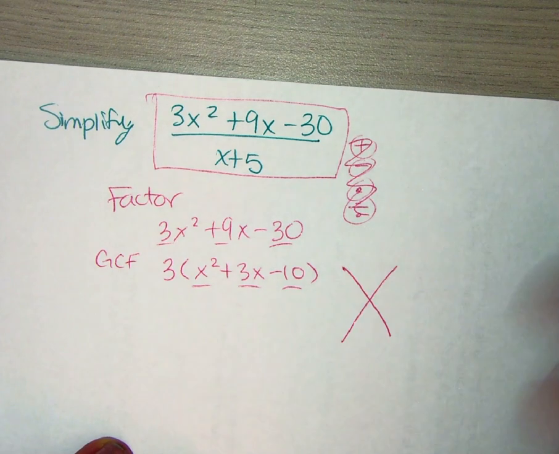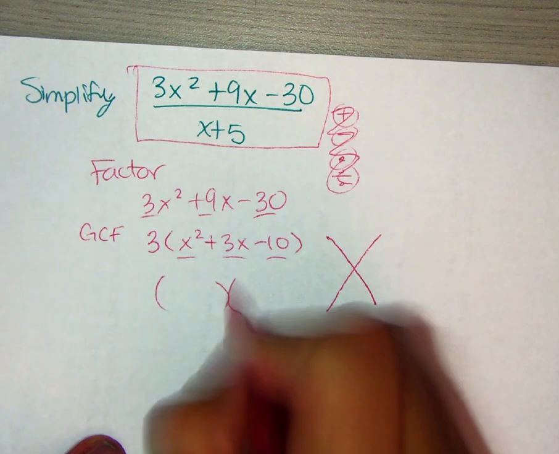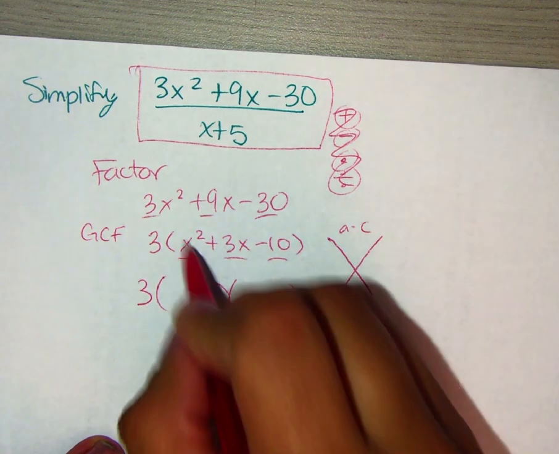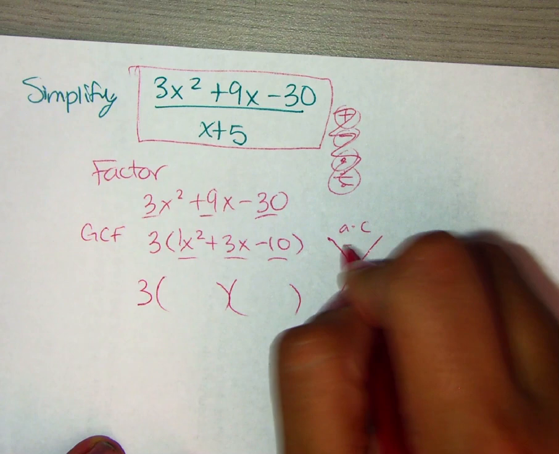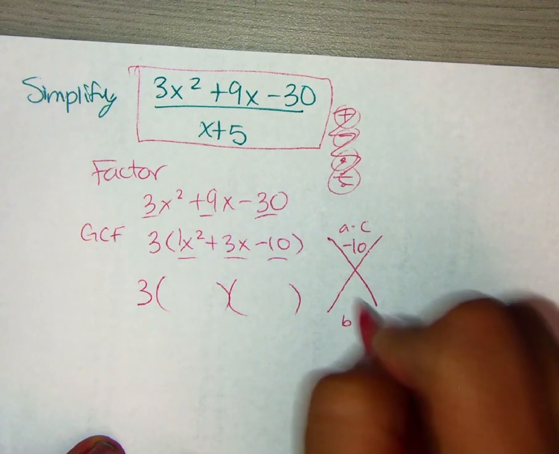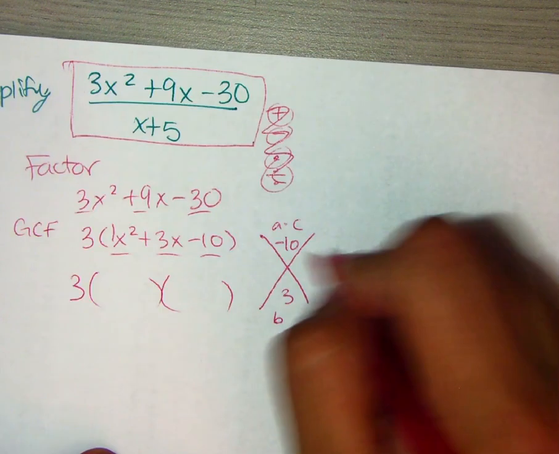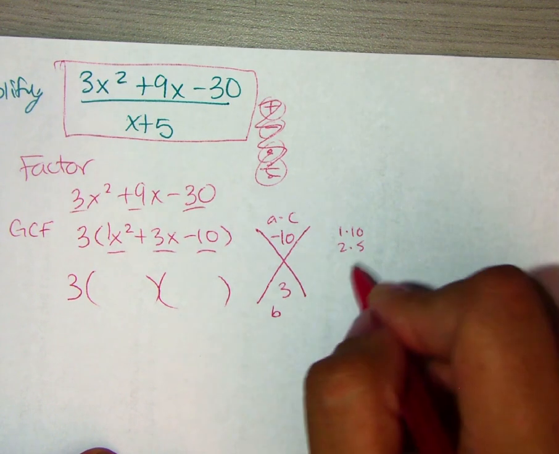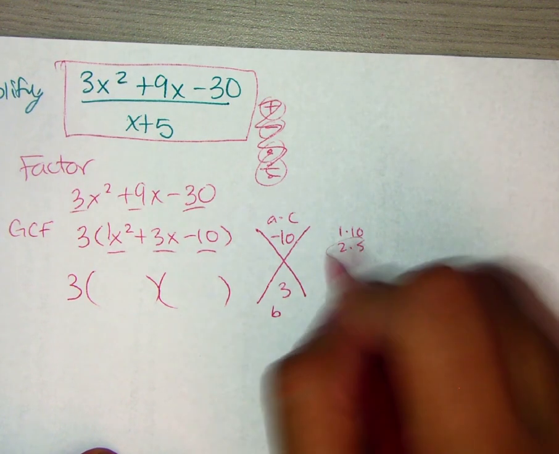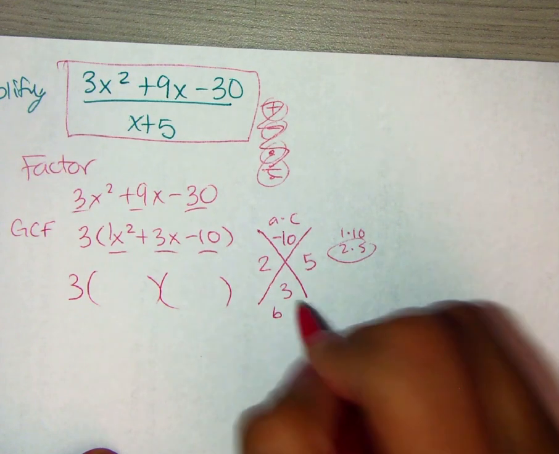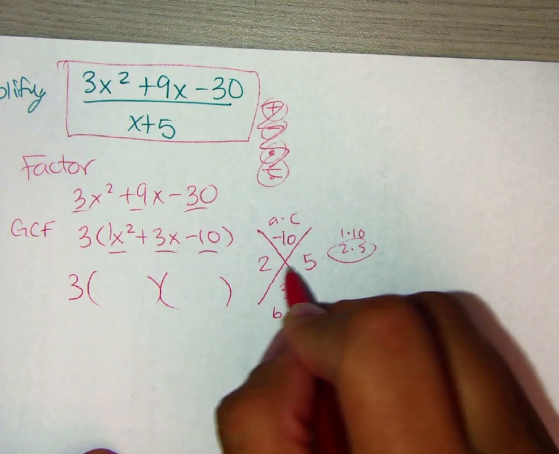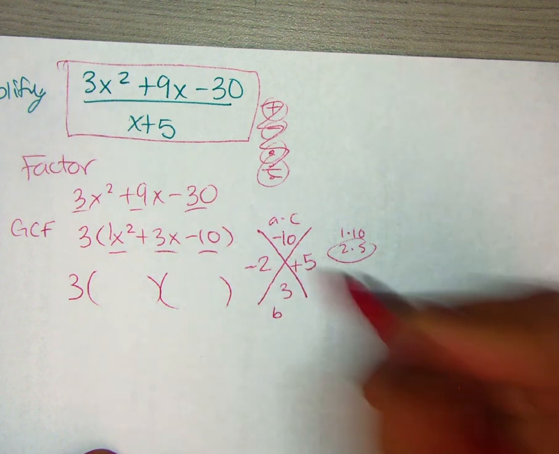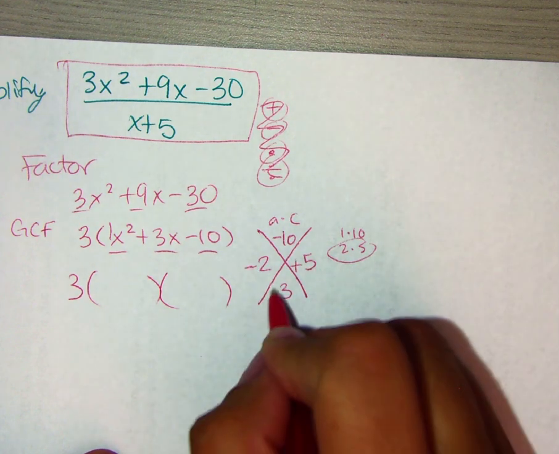So we need to do the strategy of the x to turn this into two binomials. We're going to multiply a times c, so that's 1 times negative 10, and then b, which is 3. And you think of the factors of 10, so like 1 times 10, 2 times 5. Which ones of these combinations give you 3? So 2 and 5 can give you 3 if you subtract: negative 2 plus 5 or 2 minus 5. Negative 2 plus 5 will be the combination that gives you positive 3.